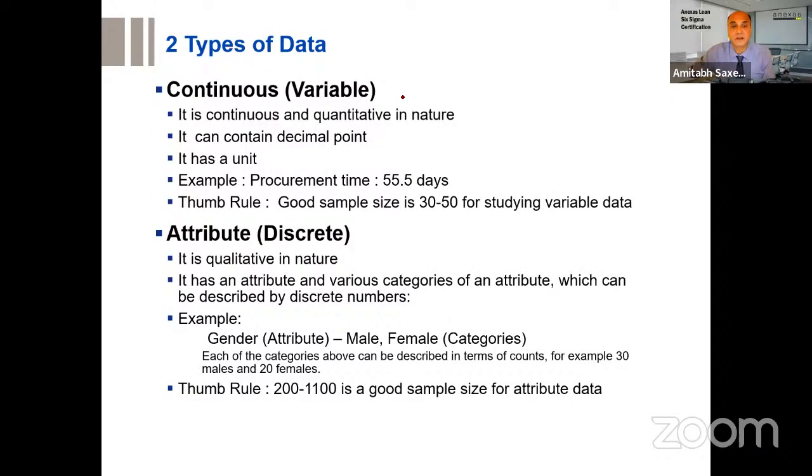Continuous data generally can be represented on a number line. It is something like procurement time, cycle time, age, height. And these are all continuous data. It will always have a unit and it will have a possibility of a decimal point. So typically a number line runs from minus infinity to plus infinity, and any point on that line, for example 55.5396, is continuous data. So that is why we call it continuous data.